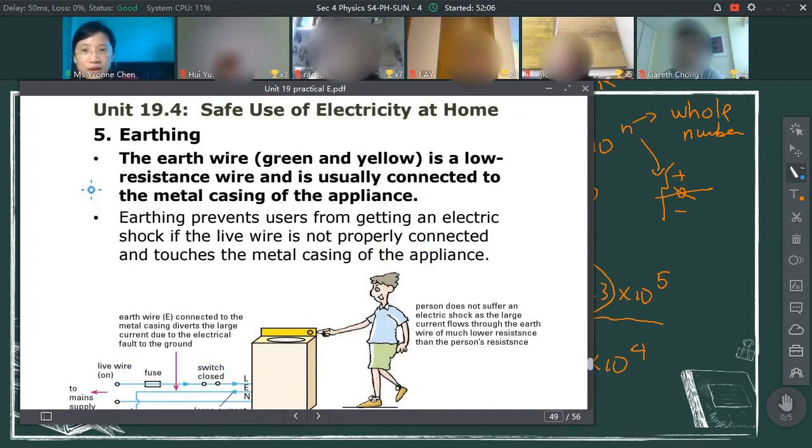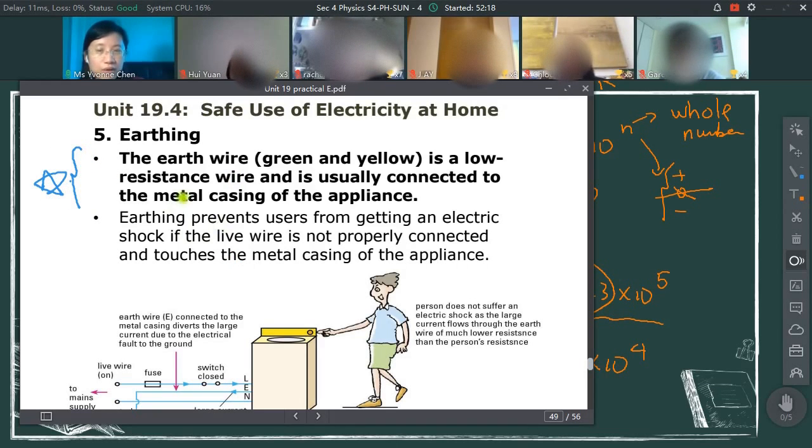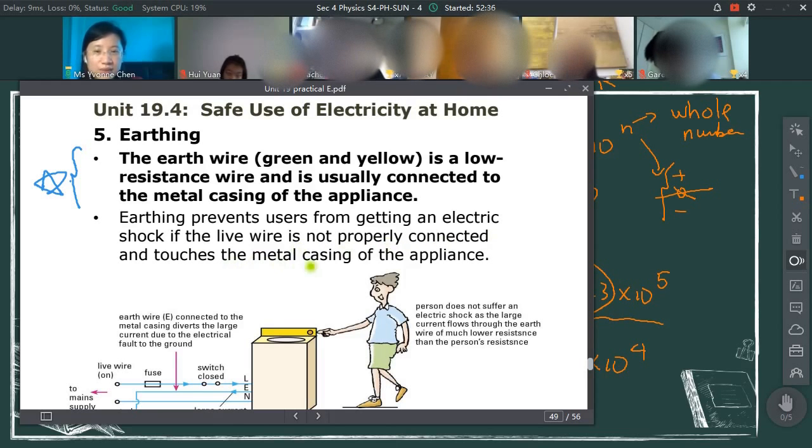Then, what is the earth wire? The earthing wire is a low resistance wire that is usually connected to the metal casing of the appliance. You need to know this very well. It prevents the user from getting an electric shock if the live wire is not appropriately connected and touches the metal casing of the appliance.